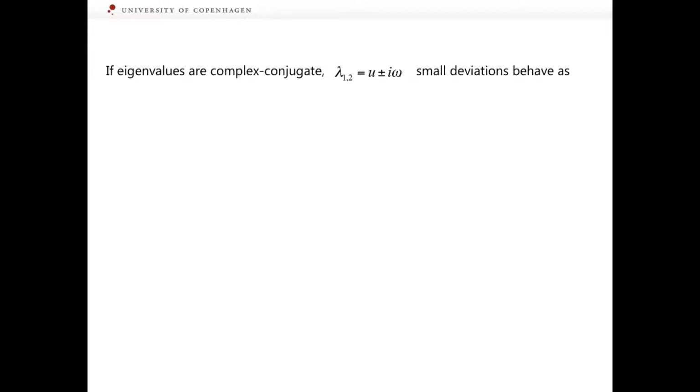If the eigenvalues are complex conjugate, they can be represented in the following form. Lambda 1 or 2 is equal to the real part of the eigenvalue, which we denote here as u, plus or minus the imaginary unity i, which is equal to the square root of minus 1, multiplied by some number w. We substitute this expression into the expressions for the deviations, and we start from the first deviation, and that's what we obtain.